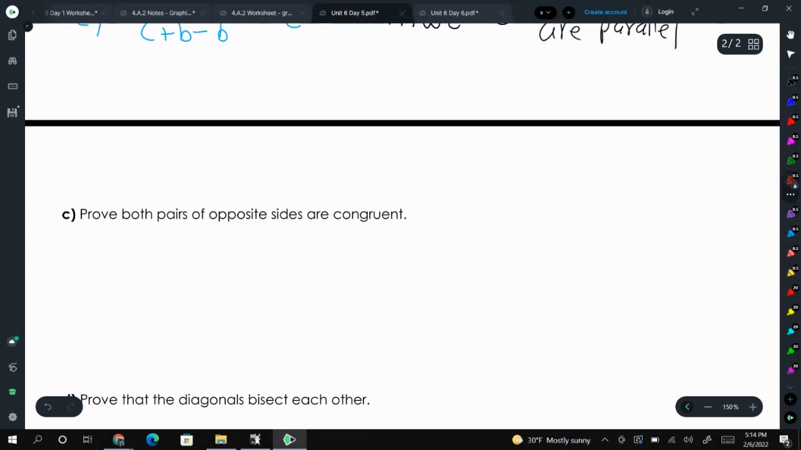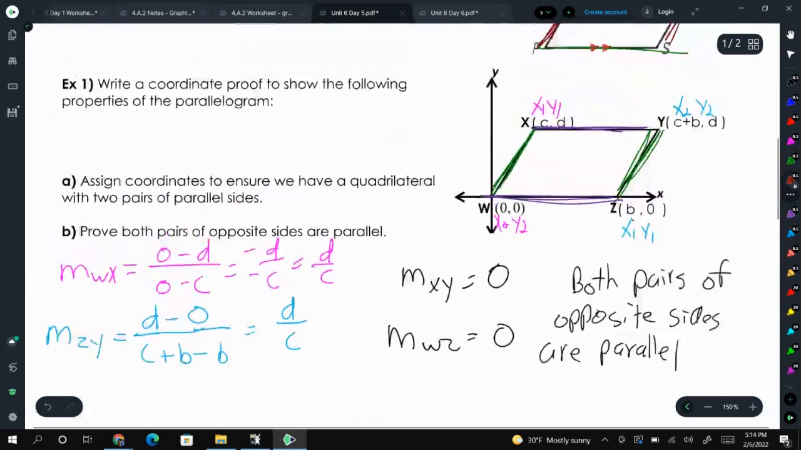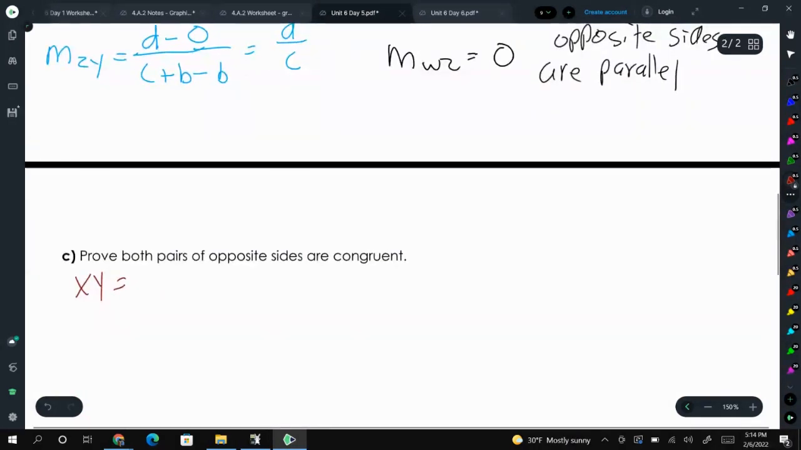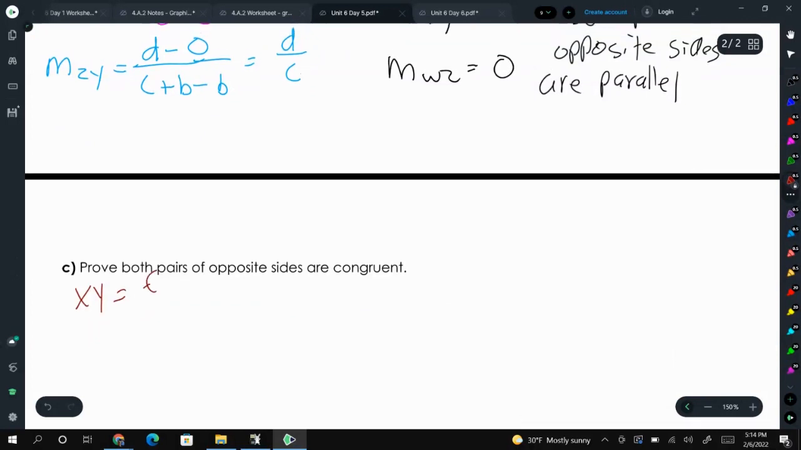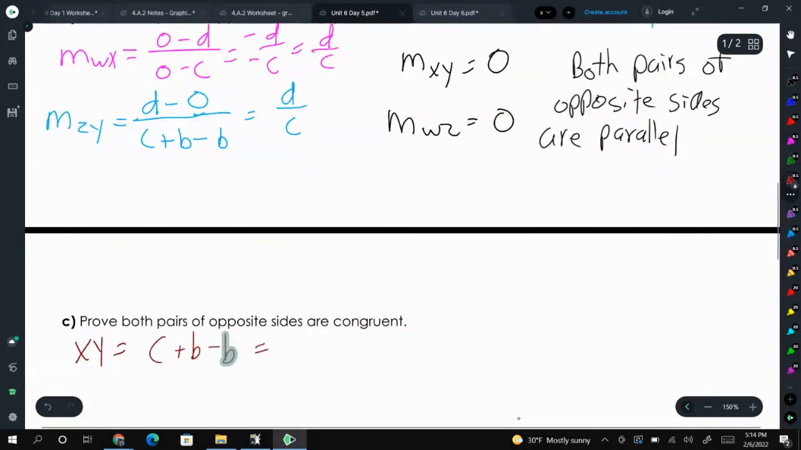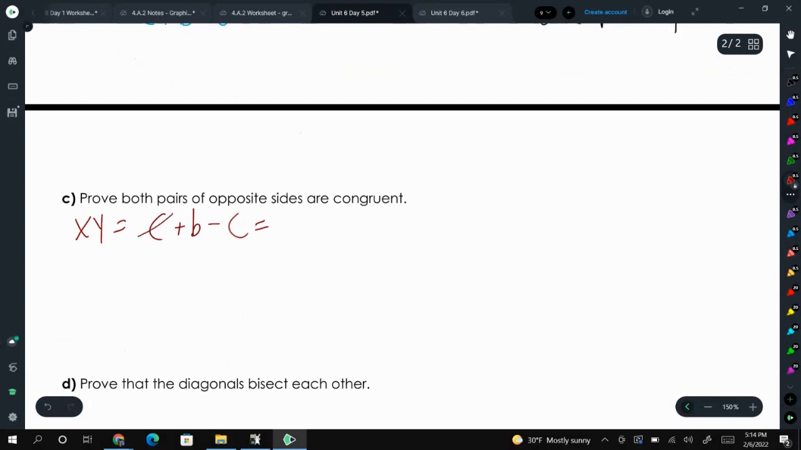So XY is going to be C plus B, minus C. Sorry, minus C. So you have C plus B and then minus C. These cancel off, we're left with B.